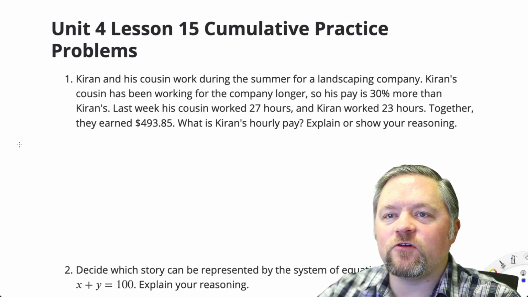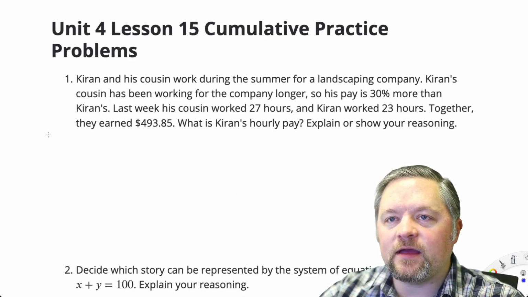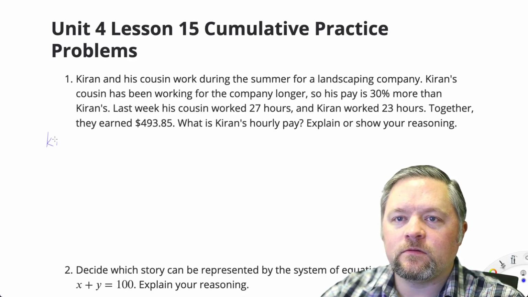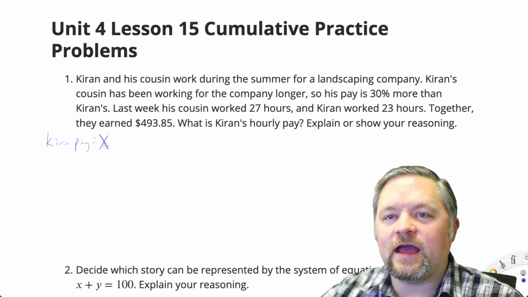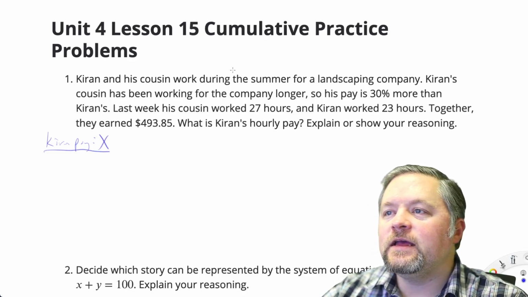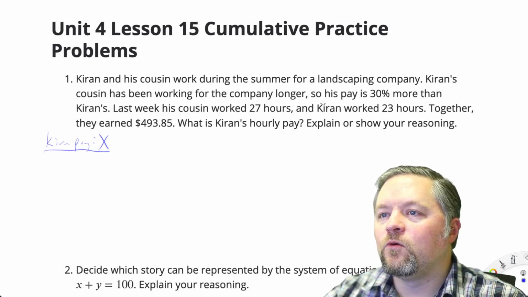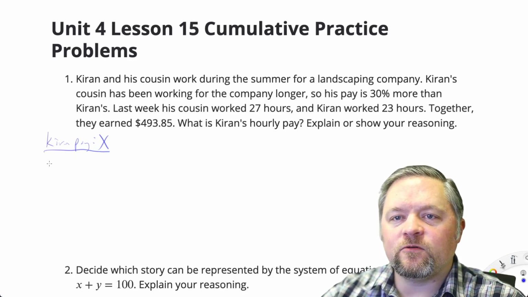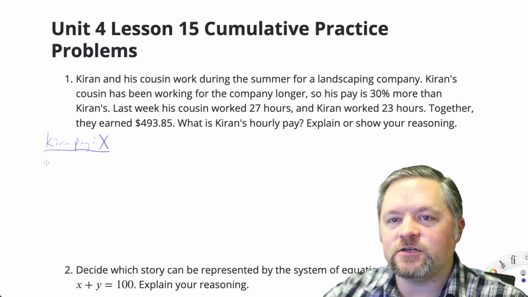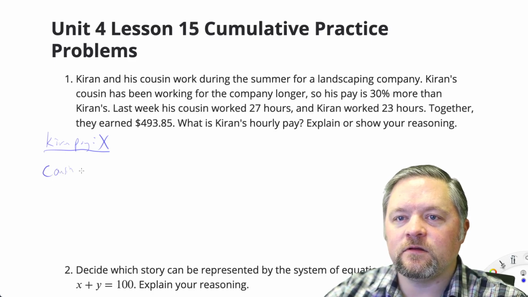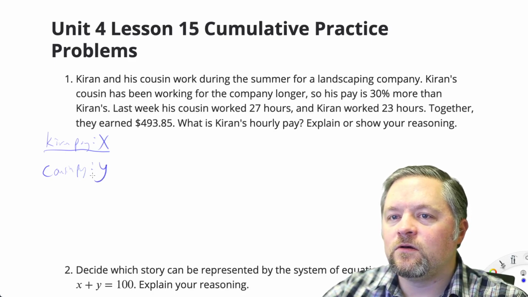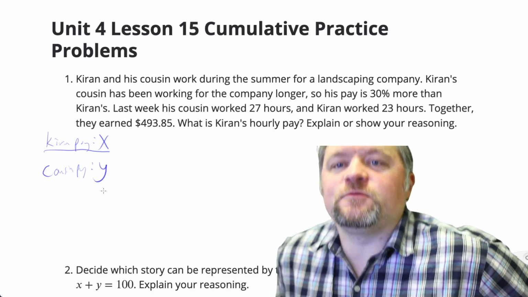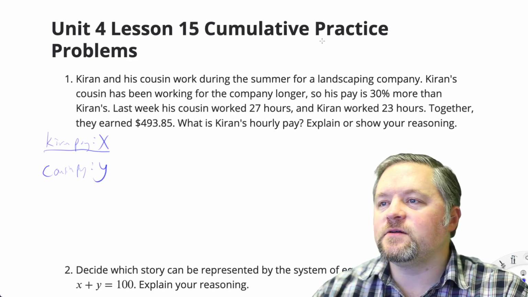So, first thing first, what are we trying to figure out? We want to know Kieran's pay. If we're trying to figure out Kieran's pay, let's call that X. That's what we want to figure out. We're probably going to need another variable because we're doing systems of equations. Let's call that the cousin's pay, Y. Okay, we've defined our variables. We know what they are.